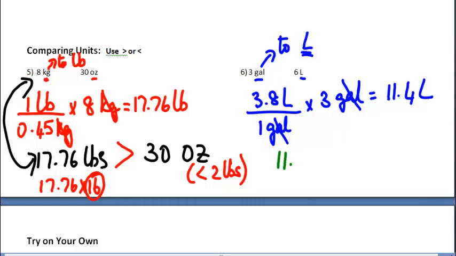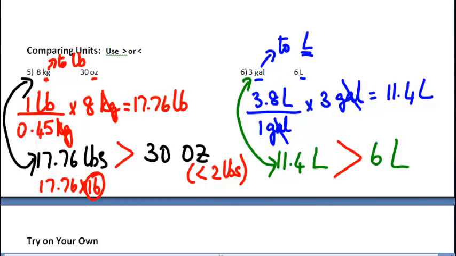Alright, so 11.4 liters. This is how much 3 gallons is. And so compare it to 6 liters. Obviously, this is a bigger unit. Go ahead, try the rest of the problems on your own, and I'll see you next class.